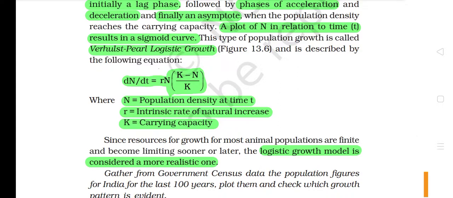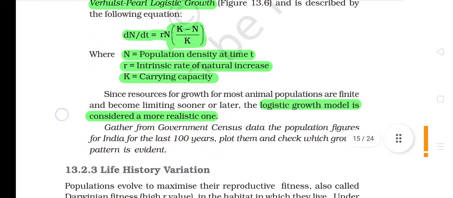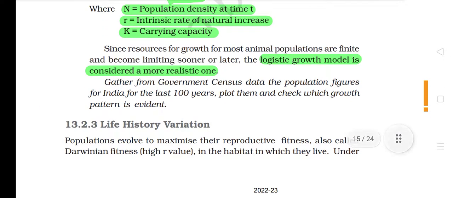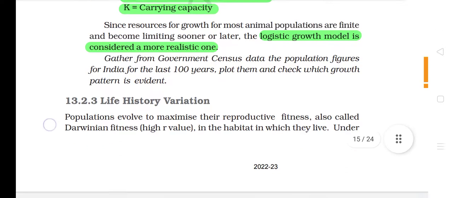This type of population growth is called Verhulst-Pearl logistic growth and is described by the following equation: dN/dt = rN[(K - N)/K], where N is the population density at time t, r is the intrinsic rate of natural increase, and K is the carrying capacity. Since resources for growth for most animal populations are finite and become limiting sooner or later, the logistic growth model is considered a more realistic one.